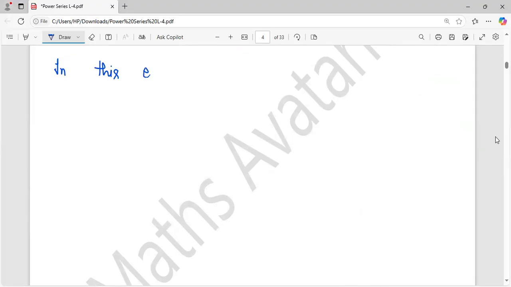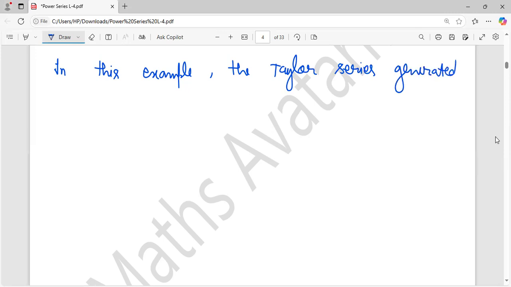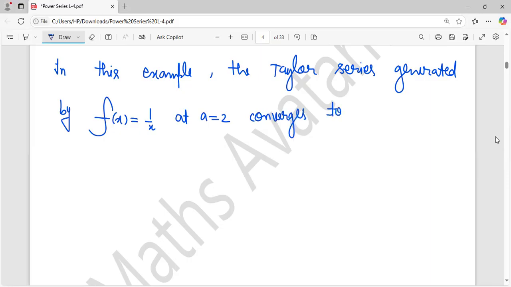In this example, the Taylor series generated by f(x) equal to 1 upon x at a equal to 2 converges to 1 upon x.